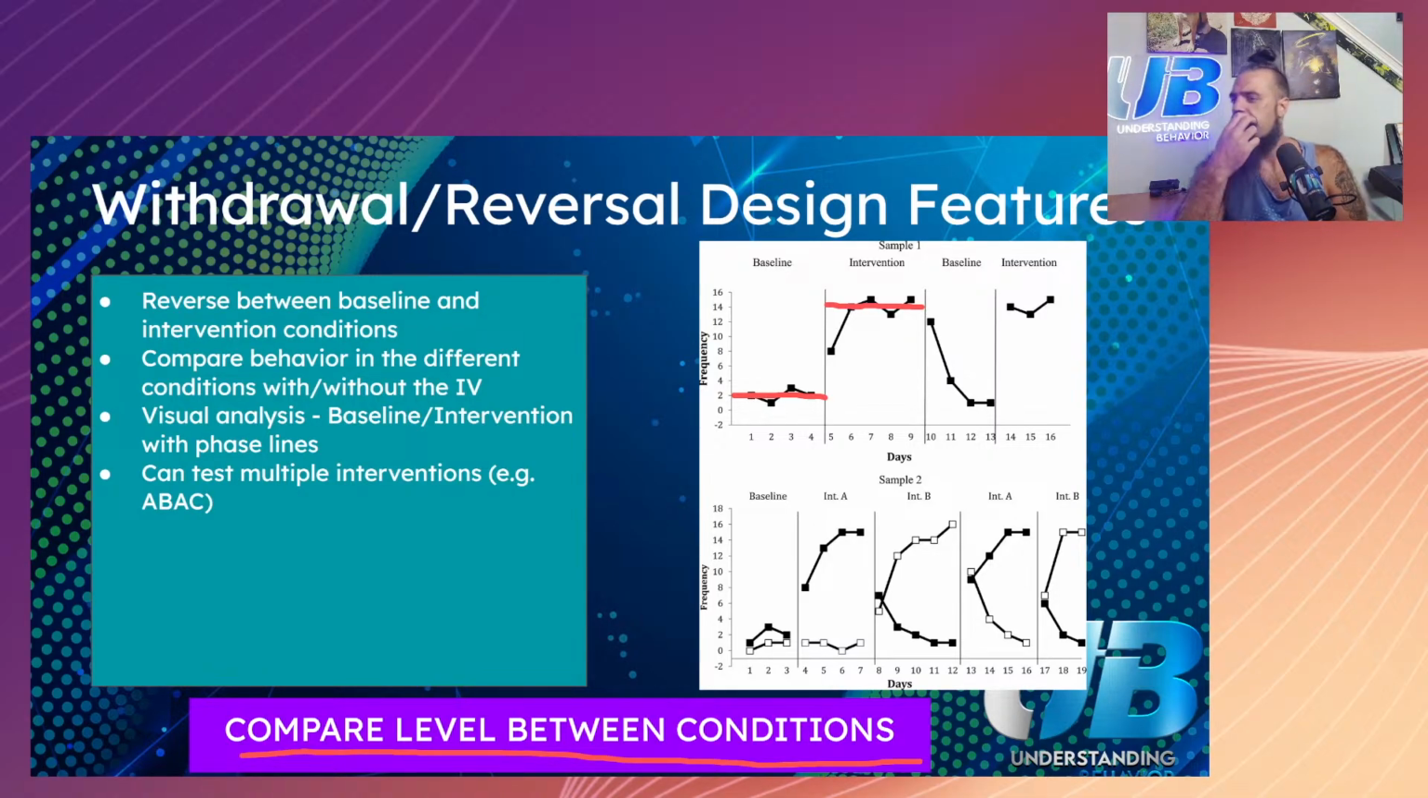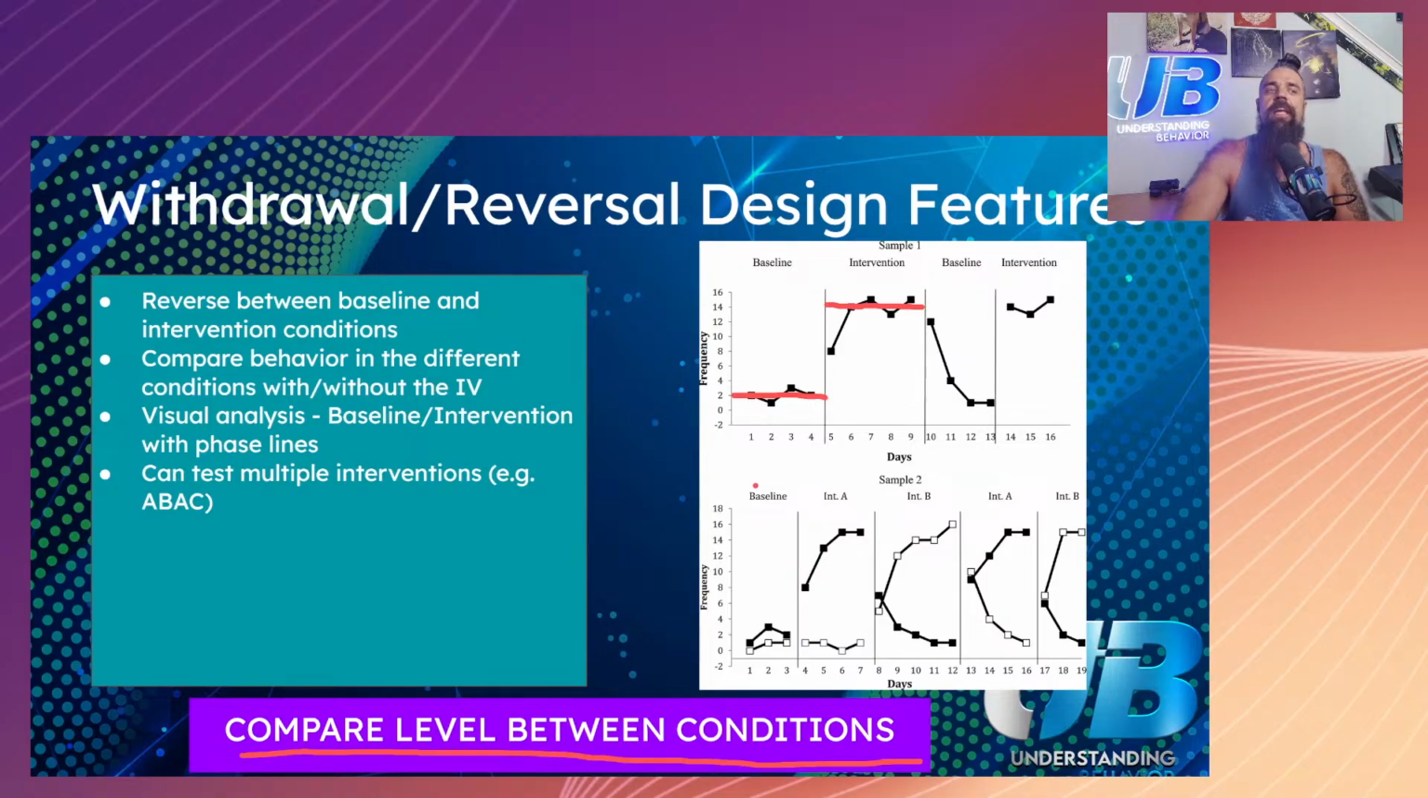In a withdrawal reversal design, we're also able to test out multiple interventions. So if we look at our bottom graph here, we do just that. We have baseline, we have intervention A, then we have a second intervention, which is intervention B, then we go to intervention A and B.